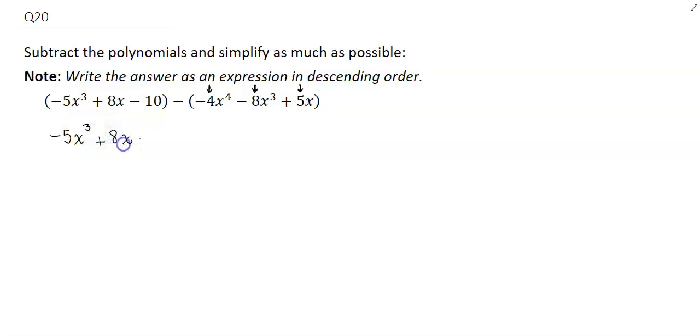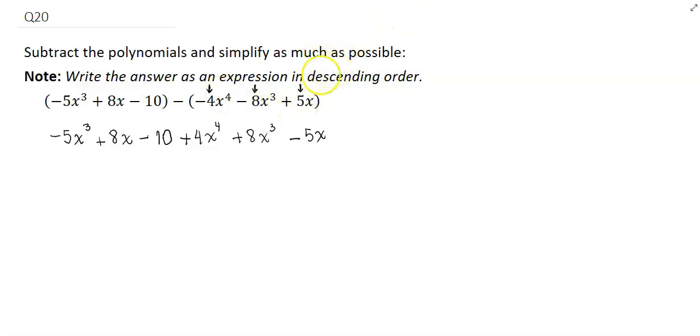I copy as it is. Here I'm going to start changing the signs of the coefficients. So this became positive for x4. If this becomes 8x3. And the last one becomes negative 5x. Okay, now let's just look for like terms, combine them, and I'm done.